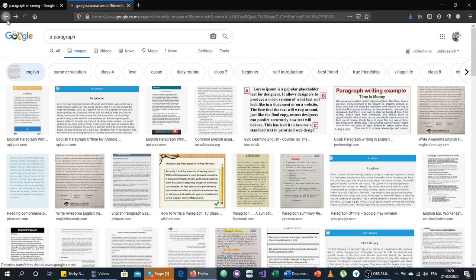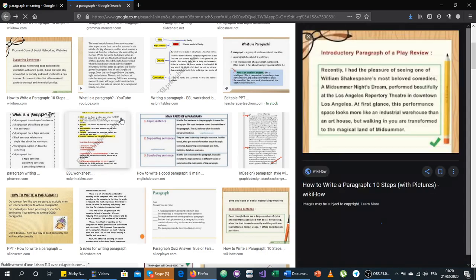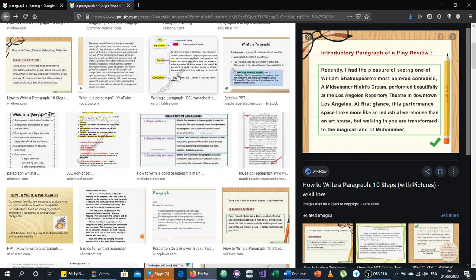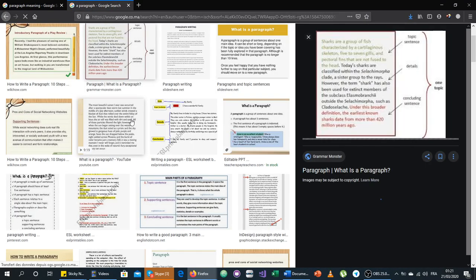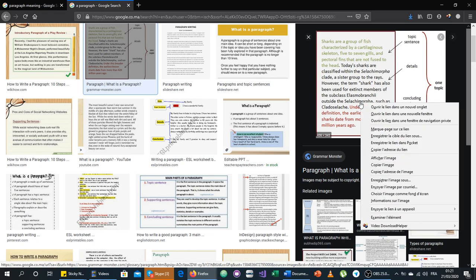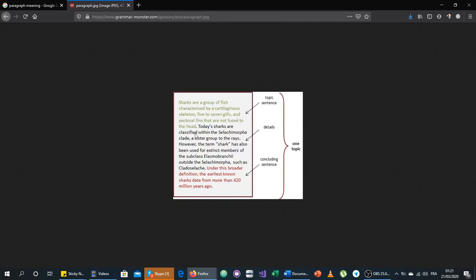Let me just go back to the other one. I will just take this one. Okay, although it is not very clear, I will just try to explain it.